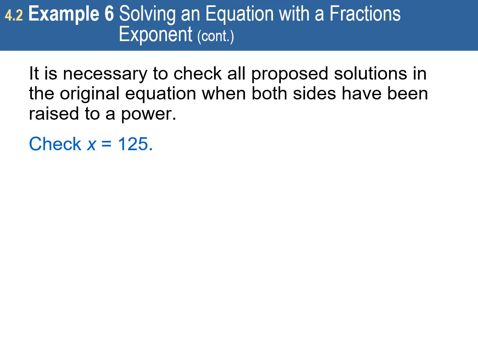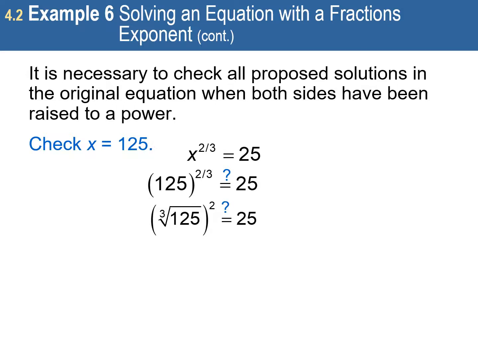It's necessary to check all proposed solutions when we have been raising things to powers. So when I put in x is 125, is 125 to the 2/3 equal to 25? Well, the cubed root of 125 is 5. 5 squared is indeed 25. So the solution set for this is 125.